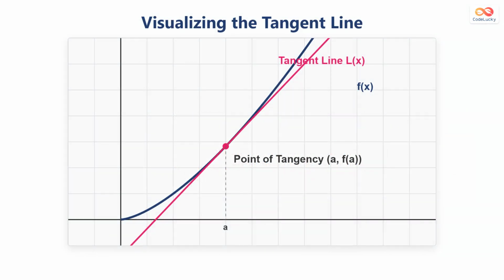Let's look at this visually. Here we have a blue curve representing our function f of x. The pink line is the tangent line that touches the curve perfectly at exactly one point, which we call a. Notice that right around that dot, the pink line and the blue curve are almost indistinguishable. They share the same height and the same slope at that specific point.